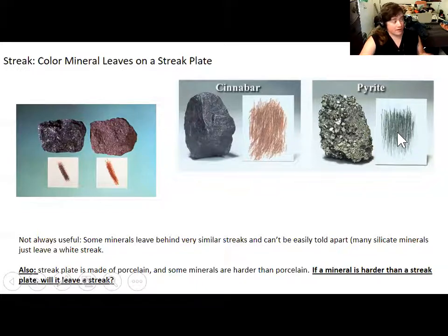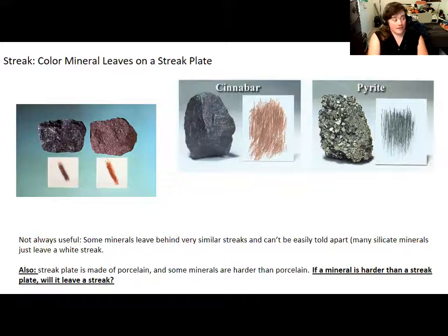The interesting thing about streak is that not all minerals leave behind a streak that looks similar to the color that we observe when you have a large piece of the mineral in your hand. And that's what I mean by hand sample. A hand sample is a piece of the mineral that you could hypothetically pick up and test out. As opposed to, say, a thin section, which is when you cut a single layer and put it on a microscope slide to look at.